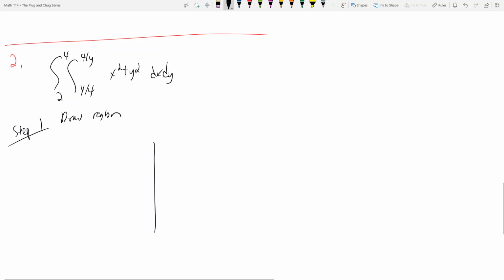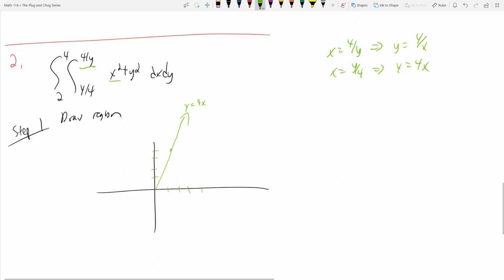We're going to do that from the bounds. I have x equal to 4 over y, which means y is equal to 4 over x. I also got x equal to y over 4, which means y is equal to 4x. So my lines in this region are going to be like this. This is y equals 4x, and then y equals 4 over x, which goes there, and also here, and also here. All right, this is y equals 4 over x.